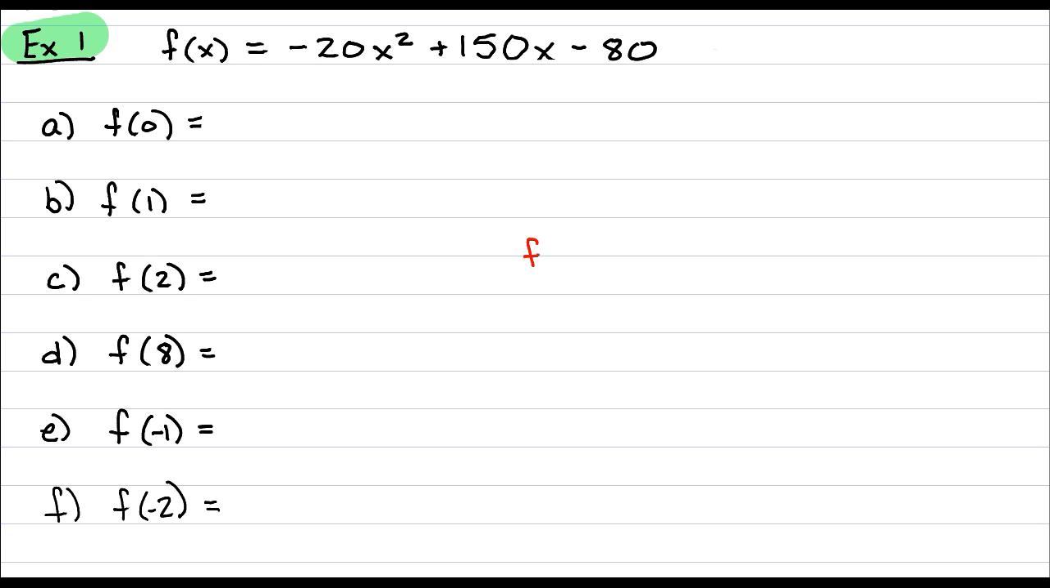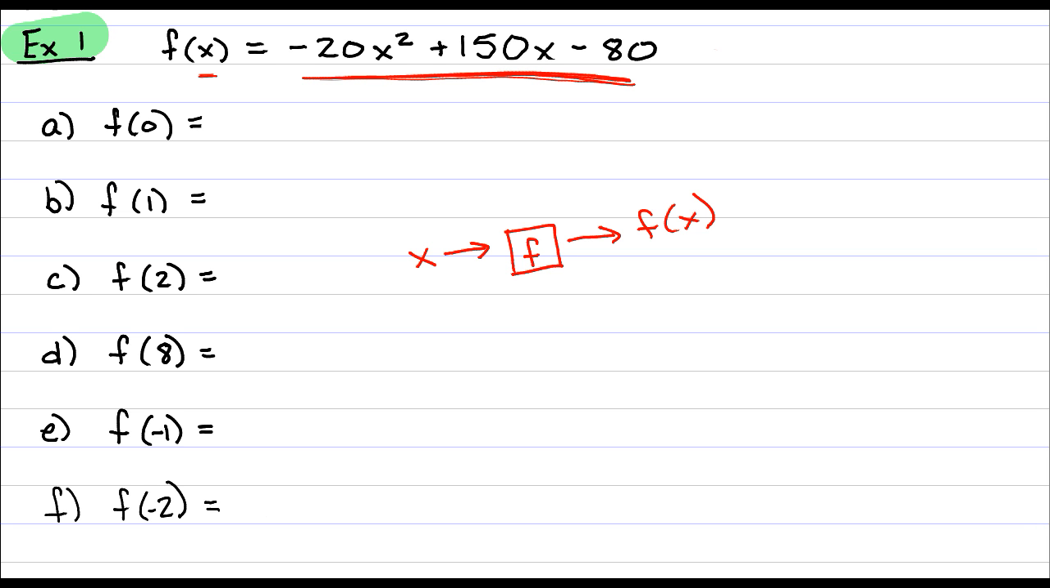So in this case, our function is called f. X is the name of the number we plug into the function, and then f of x is the number we get back out. So the x here inside the parentheses indicates the input, and the expression on the right-hand side of the equation tells us how to process that input to obtain the output. Okay, so let's see how that works.